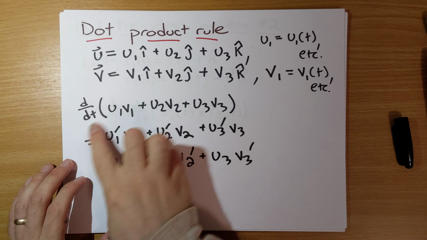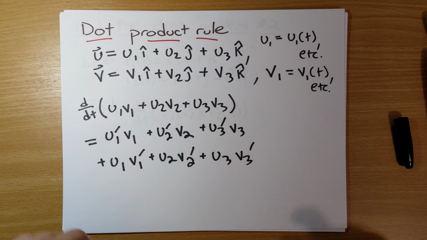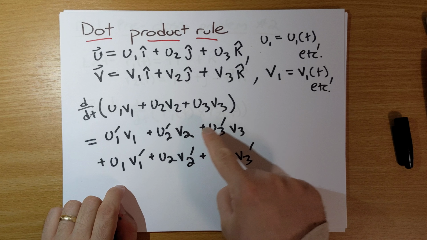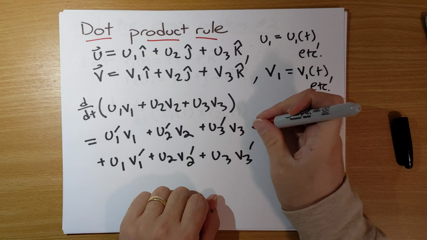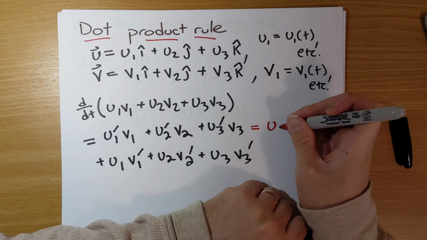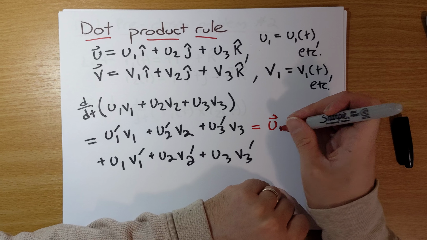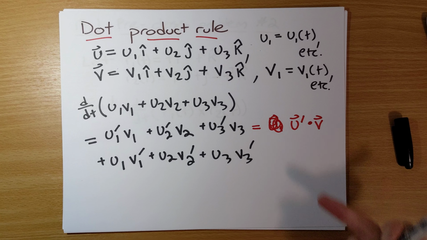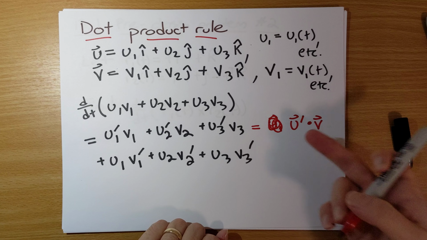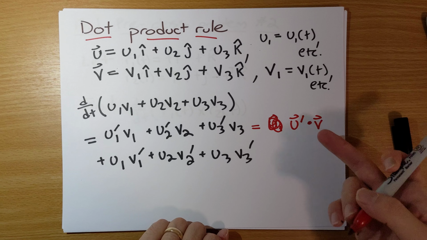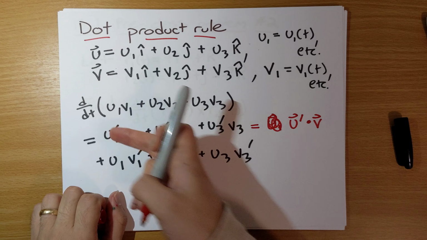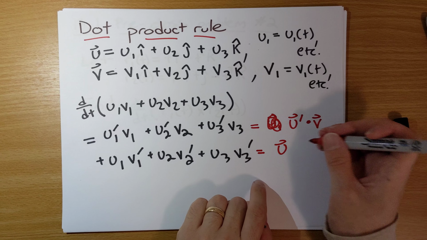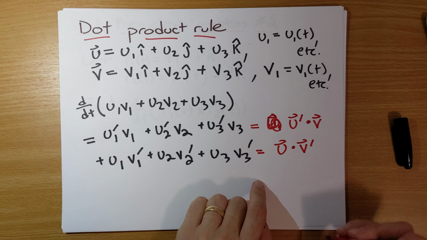So then take a look here and make sense of what's going on, and there's a reason I wrote these in 2 rows here. u1 prime v1 plus u2 prime v2 plus u3 prime v3 is just going to be u prime dot v, because the components of u prime are u1 prime, u2 prime, u3 prime, and the components of v are v1, v2, v3. So take the dot product, you get this. And then this term down here, when you add these together, you'll get u dot v prime of t.